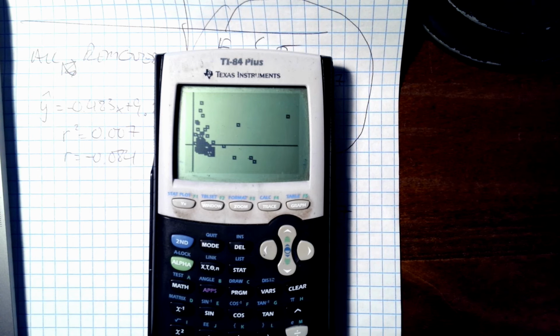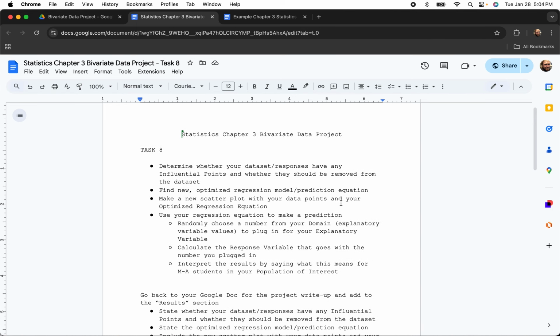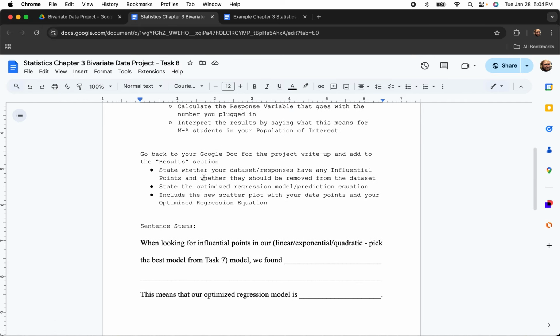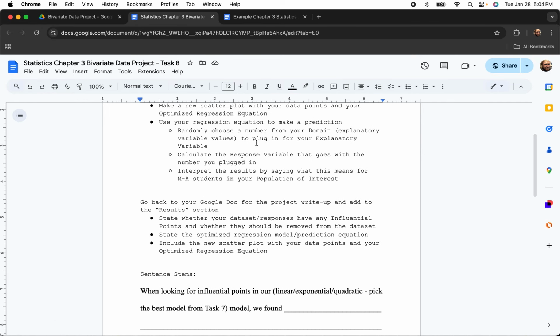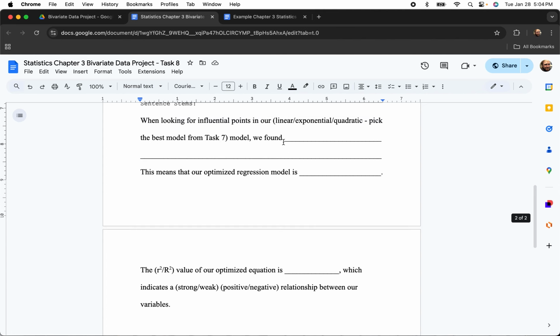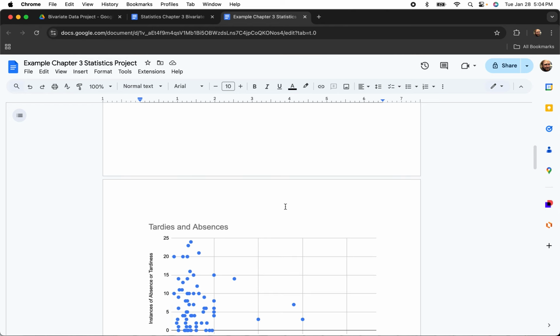Speaking of the document, let's go back. My optimized regression equation was still my original linear regression that we came up with from the full data set, but we needed to say that anyway. We've also made the new scatter plot with the data points for our optimized regression equation. And our regression equation I've used to make a prediction. So these are going to be in the results. So when looking for influential points, our linear, exponential, or quadratic model, again, we found.